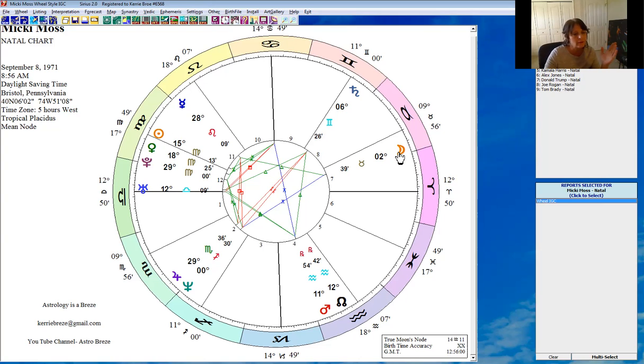Okay, and then let's see, it might make an inconjunct to your Neptune right at that 0 degrees. So you get maybe a strange Neptune thing, and then it hits your moon. And then, what would be next? So we've got 0, 2, and then 6 degrees. Then it's going to make some kind of aspect to your Saturn.